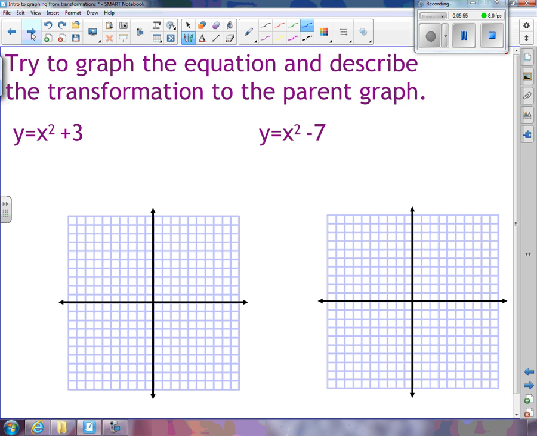So here let's try to get the equation and describe the transformation from the paragraph. The first one is y equals x squared plus 3. Here I have something added on to the end of my function, so that's going to shift my graph up 3 units.